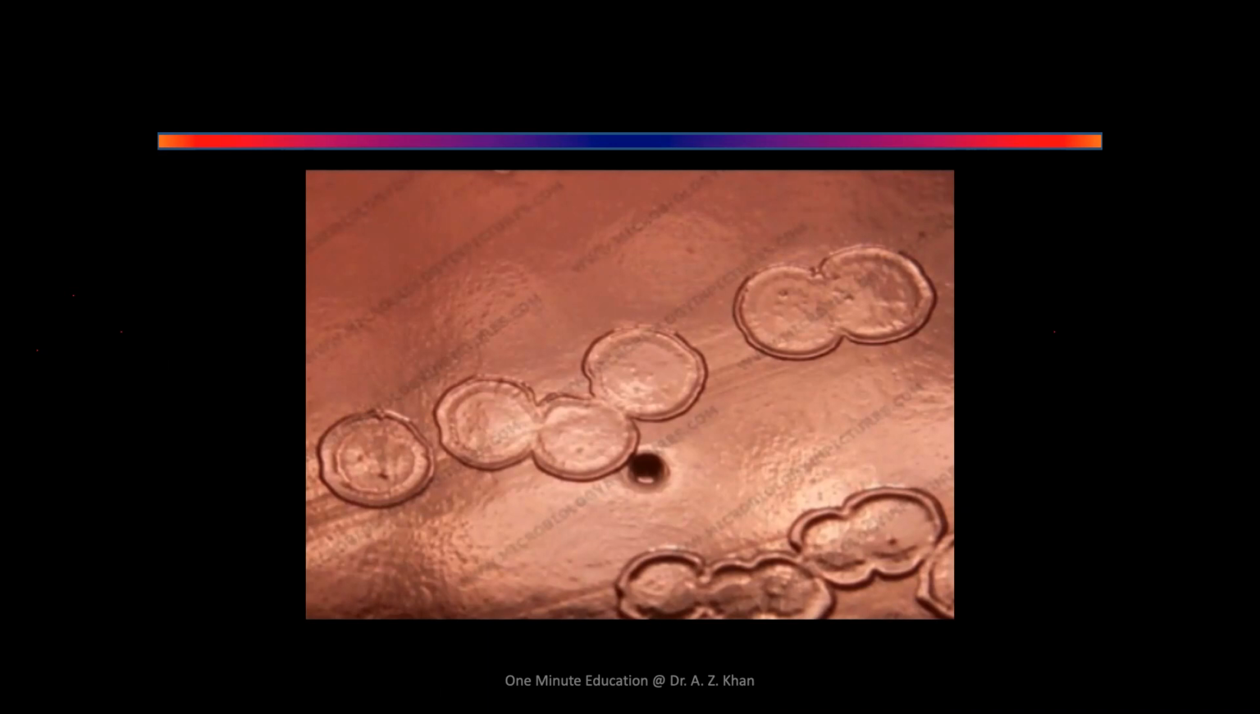Two names for this sign and an extra mark if you tell me the organism. Very classic. This is very classic microbiology.